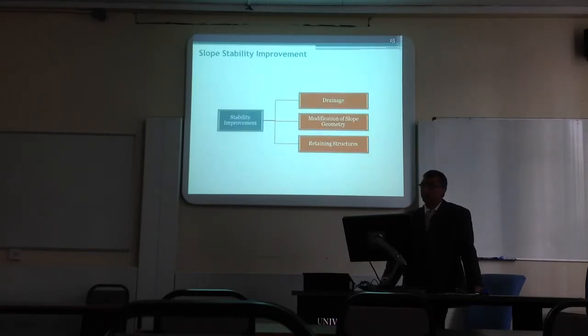Stability improvement: how do we improve the stability if any failure occurs due to flooding or any other factor? So there is drainage, we can improve the drainage, and the modification of slope geometry. As I mentioned earlier, the gentler the slope, the more stable it is. Notwithstanding, if we don't have space, then for a steep slope also we can do some retaining structures and make it stable.